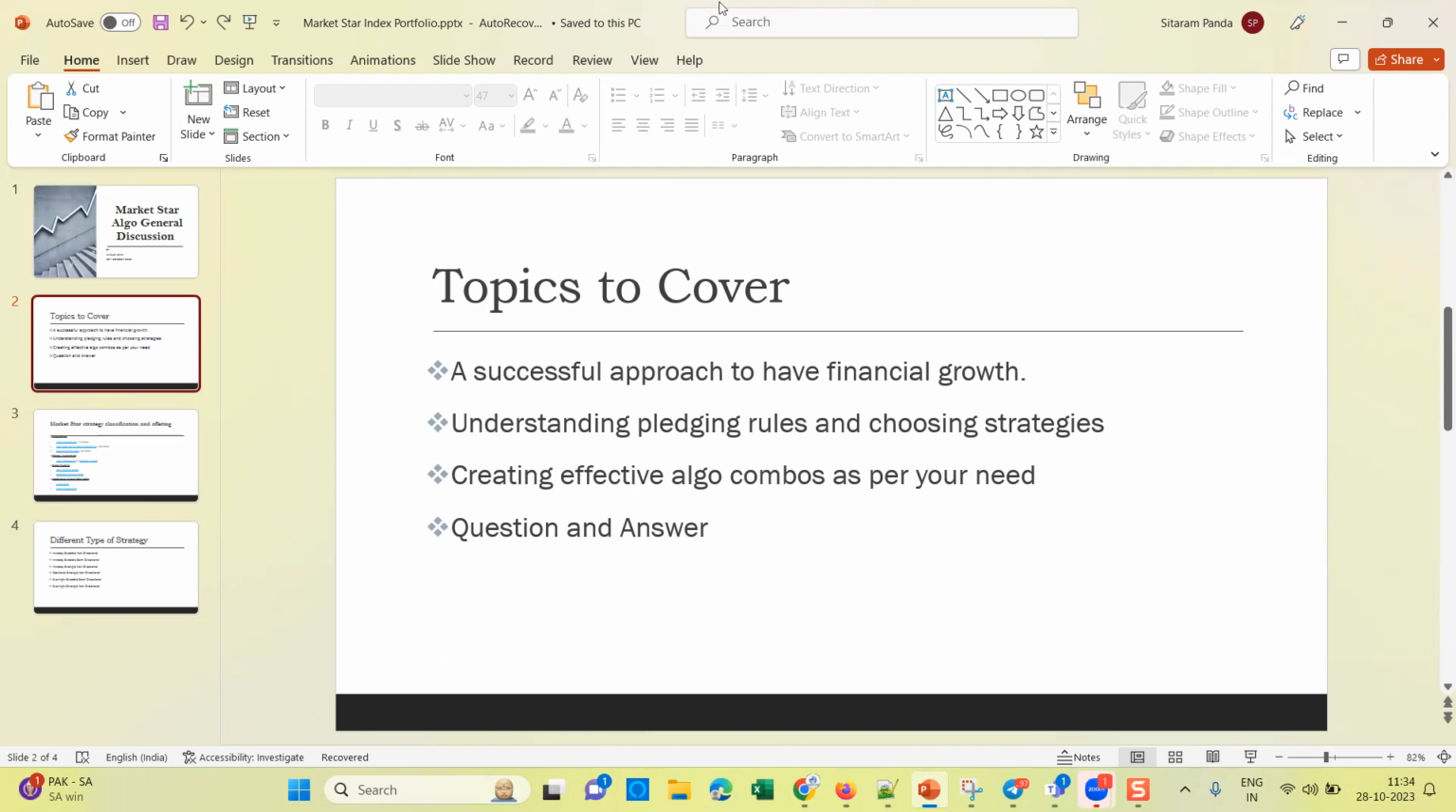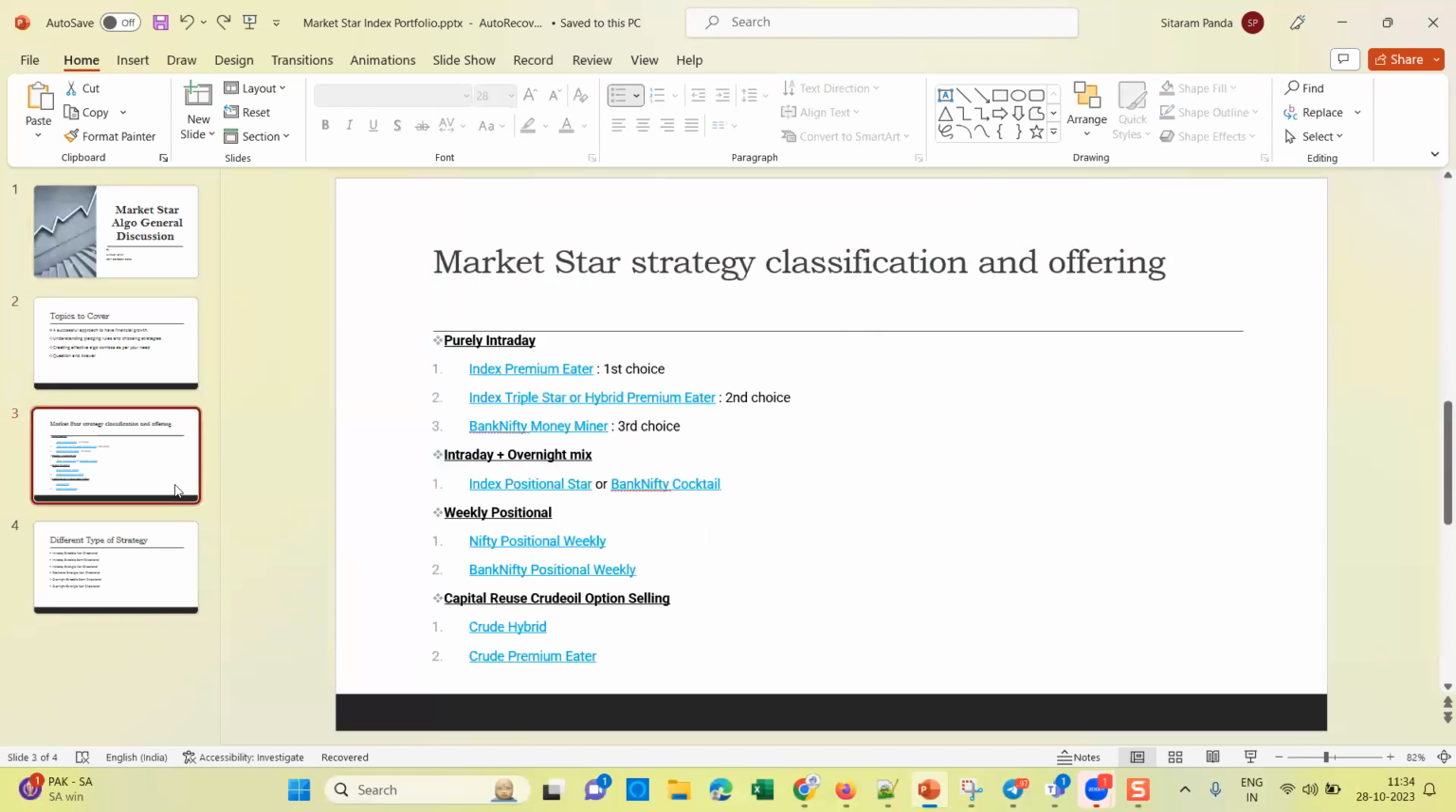Okay. Now coming to the last point, creating effective algo combos. This is not a straightforward thing to create. So I have simplified all the Market Star strategies into multiple classifications: purely intraday, intraday plus overnight mix, weekly positional, and then capital reuse, and crude oil option selling strategies. Defining this classification will help you pick the strategies in a correct way, because each classification has a similar kind of strategy, not the same but similar.